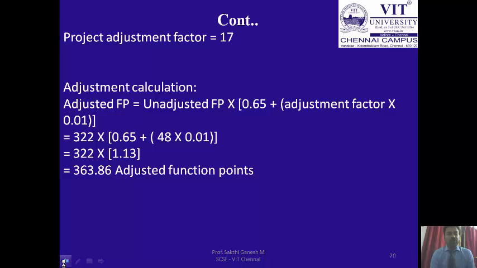So 332 is the analysis function point calculated from the simple, average, and complex counts, 0.65 is a constant value, 48 is the adjustment factor, and 0.01 is a constant value. By multiplying, we get 363.86 as the adjusted function point. This is the other method of calculating the cost estimation.